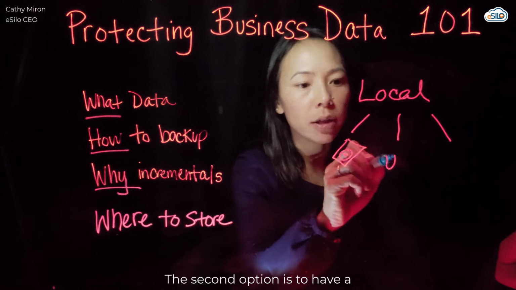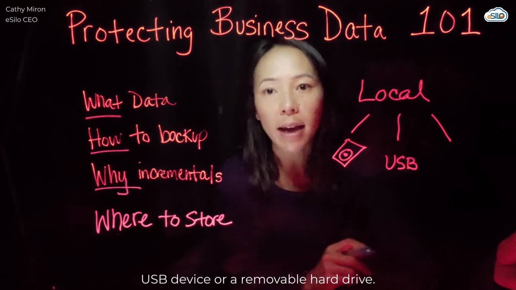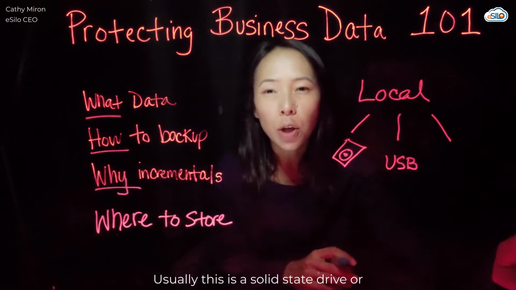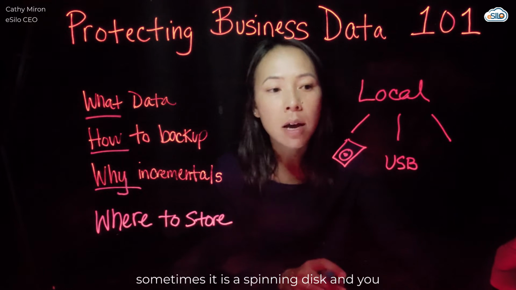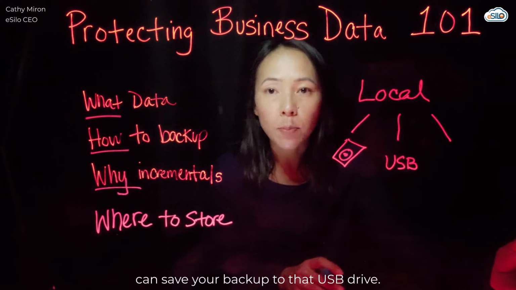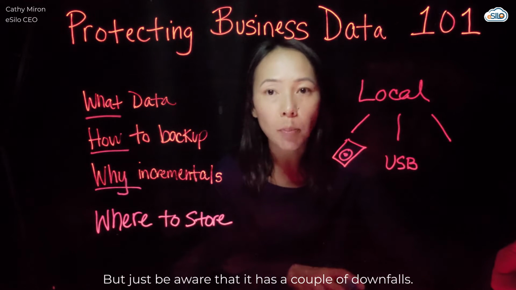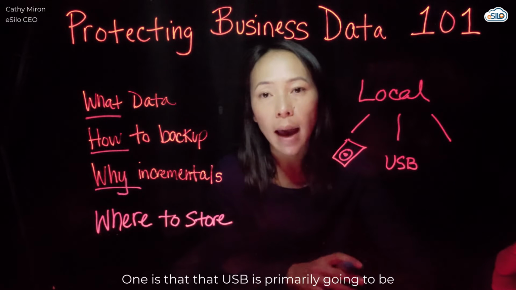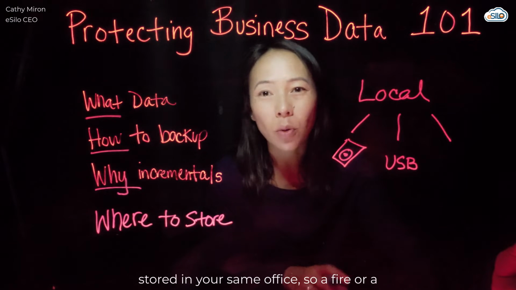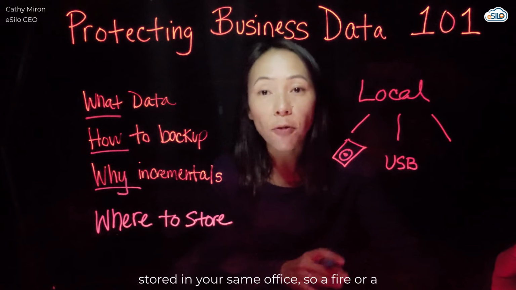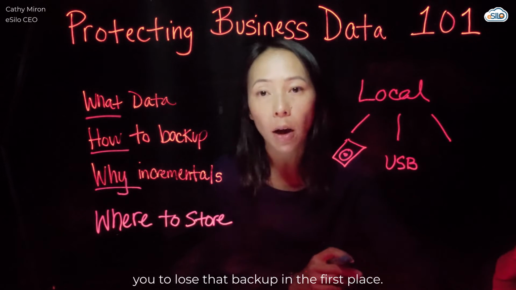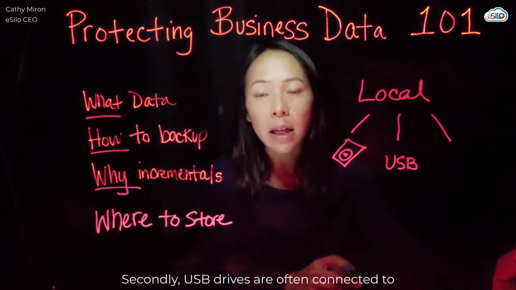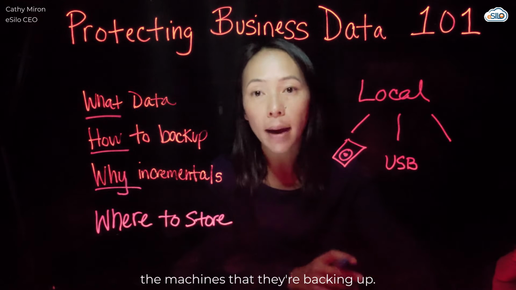The second option is to have a USB device or a removable hard drive. Usually this is a solid state drive, or sometimes it is a spinning disk. And you can save your backup to that USB drive, but just be aware that it has a couple of downfalls. One is that that USB is primarily going to be stored in your same office. So a fire or a theft or anything like that has the potential to cause you to lose that backup in the first place. Secondly, USB drives are often connected to the machines that they're backing up.